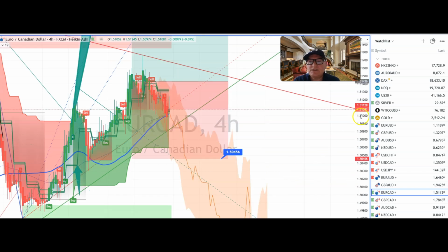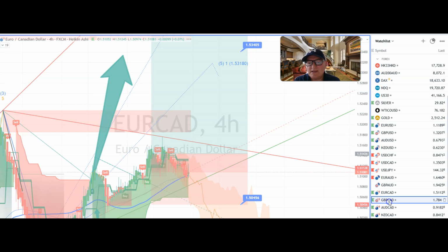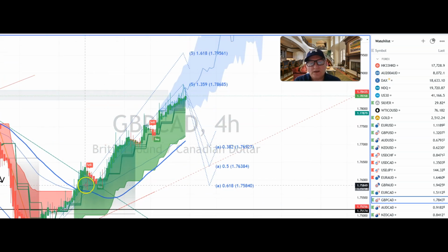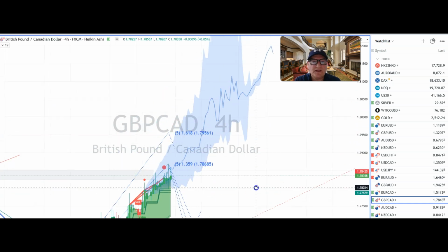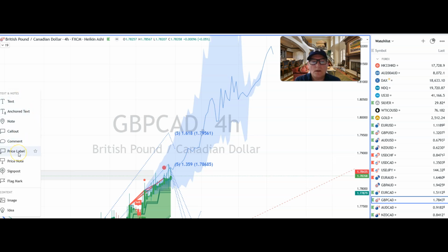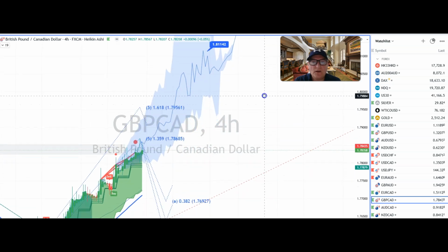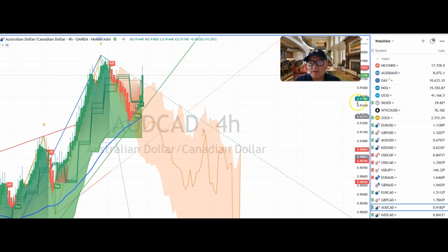Euro Canadian to the upside, not moving yet, but probably will move up in the next few days. Pound Canadian, if you are in it and you got in on the break of structure, you are in 241 pips profit, heading for, wow, somewhere around there, 181.14.